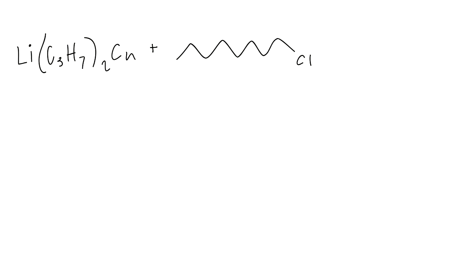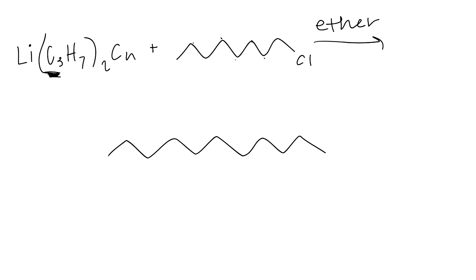So we have 1, 2, 3, 4, 5, 6, 7, 8 carbons here. And we're going to add 3 more carbons because we're only going to add one of them, right? So our product, if we run this in ether, is going to be 1, 2, 3, 4, 5, 6, 7, 8, 9, 10, 11. That is our new final product, plus lithium chloride, plus C3H7Cu. So again, all we're doing is elongating.